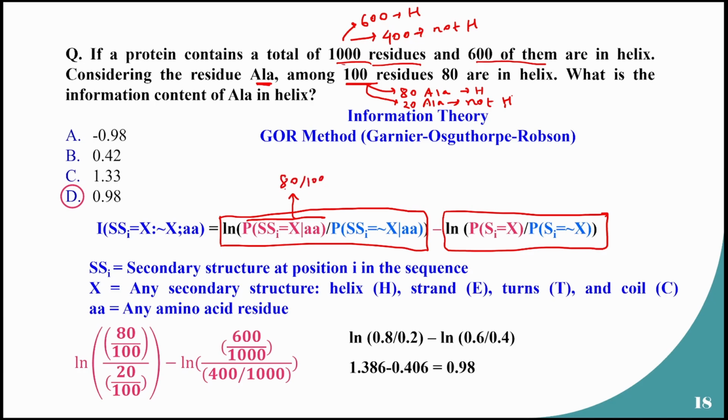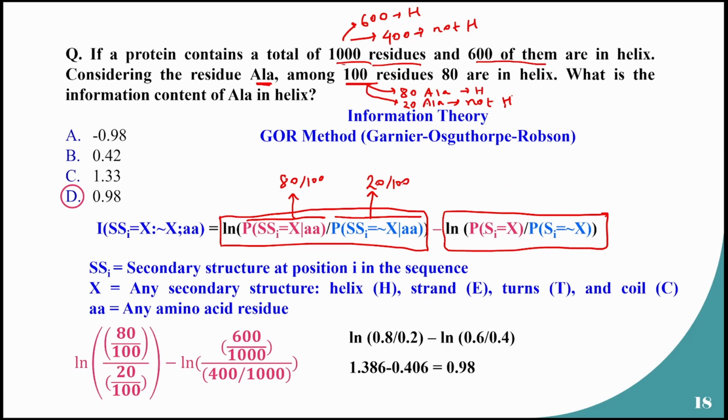When you have this curly symbol here, that indicates a negative statement, a not. So this particular term is asking, out of the 100 alanines that you have been given information for, how many of them are not in helix? Since 80 of them are in helix, we know that 20 of them are not in helix. So the fraction here would be 20 by 100.